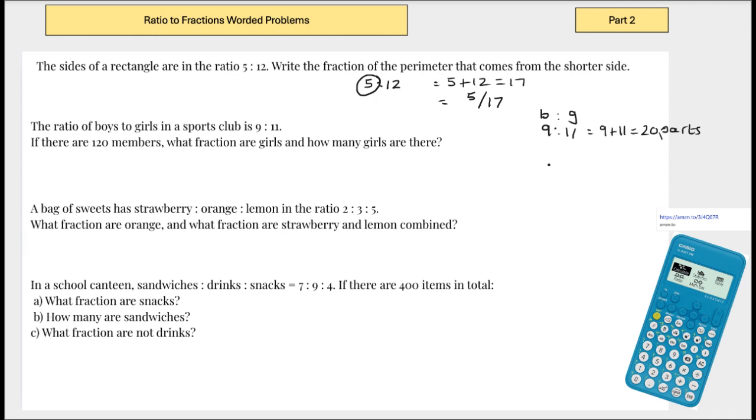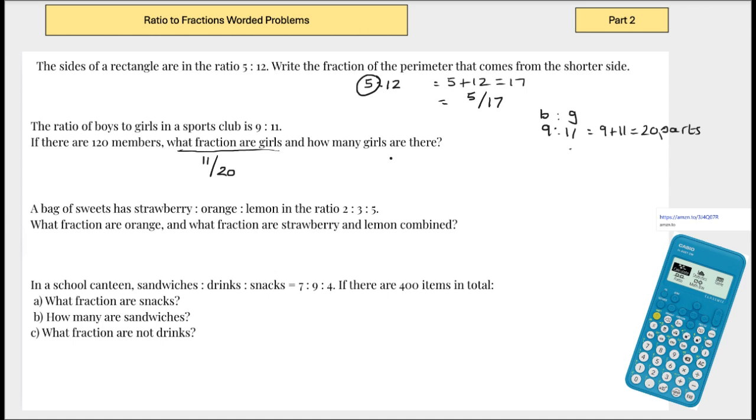So we know the girls are 11, don't we? So the answer to the first one, what fraction of girls, is simply going to be 11 over 20. It's pretty much the same as that because it's telling you what the girls are, and the girls are 11. And now it says, how many girls are there?